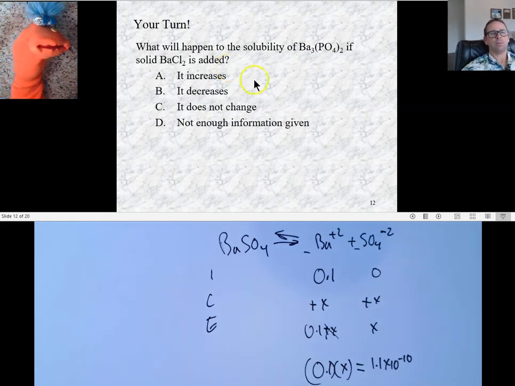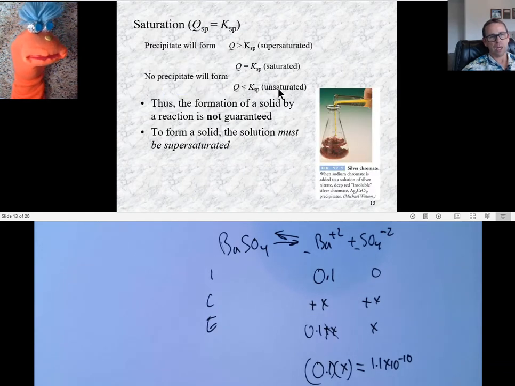All right. What will happen to the solubility of barium phosphate if solid barium chloride is added? This is the common ion effect, right? Yeah. Barium chloride produces barium, so the barium phosphate is going to decrease in solubility. That's right. It decreases its solubility. Now, why is that? Because the barium ion that's already in solution is going to snatch up any phosphate ions and drive the equilibrium towards the reactants, Le Chatelier's principle, right? Very good. Very good. All right.